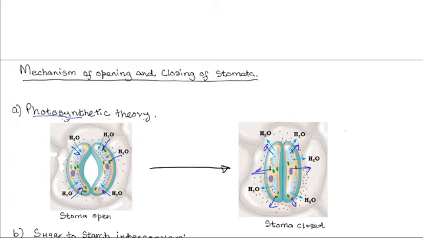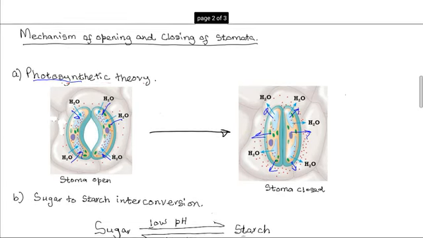However, one setback in this theory is that there are some plants whose stomata open at night when there is no light and close by daytime when light is present. So there must be other processes that are involved in the opening and closing of the stomata. But in the vast majority of plants, this photosynthetic theory seems to apply.